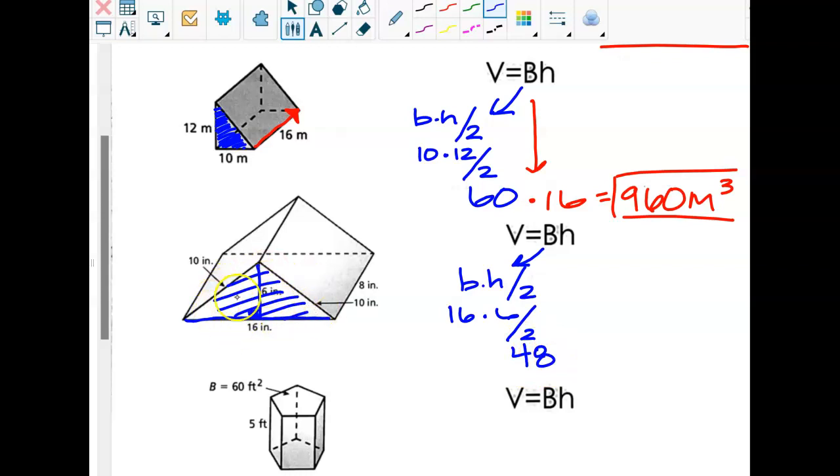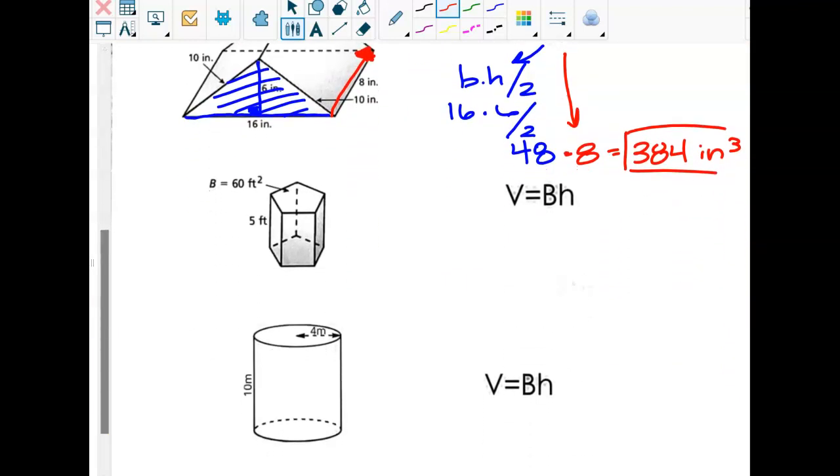So that means 48 little cubes would fit right there on the bottom layer. And then we multiply that by how tall the entire prism is, the height of the prism, which in this case, the height is 8. So 48 times 8 is going to give us 384 inches cubed.